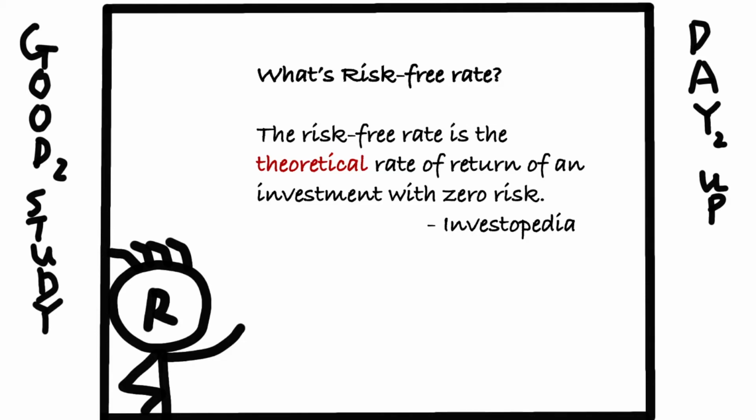But government bond yield is the closest approximation that we can get to risk-free rates. Because governments, they can always print money to pay off their debts. For example, if the US government is having trouble keeping up with its debt payment, then the Federal Reserve can always print more money to help the US government to pay off its debt.